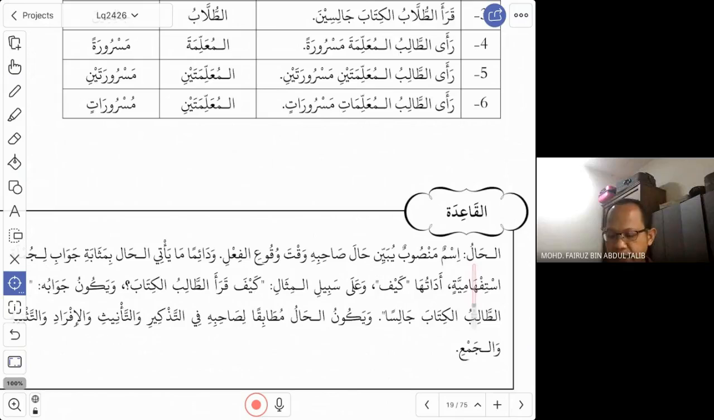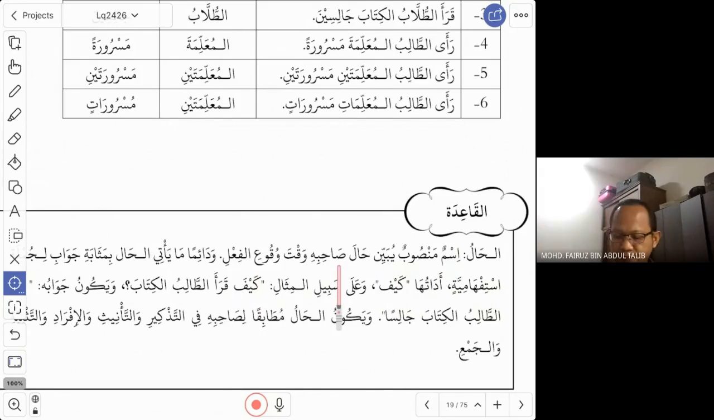So what is حال in Arabic grammar? It is an ism. So حال must be an ism, and the hukum is always mansub. Of course, we have learned mansub, marfu, and also majrur. But it is an ism, and the hukum is always mansub. Okay, so now this is the function of a hal.